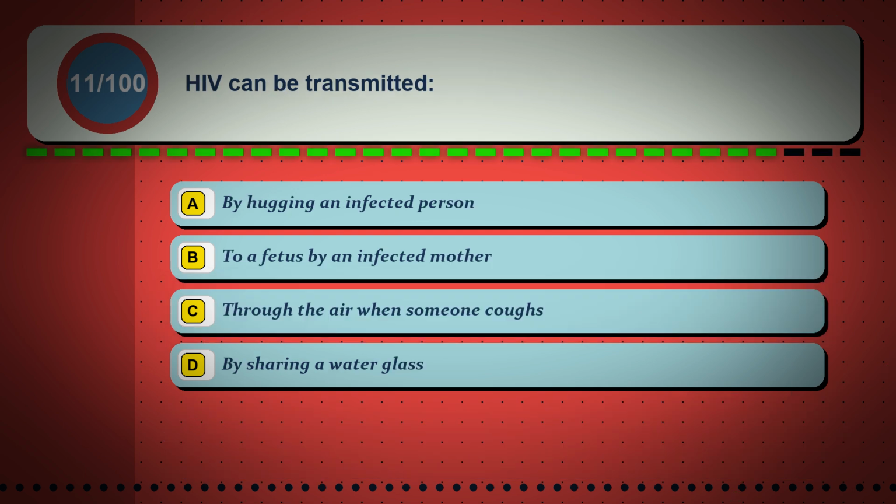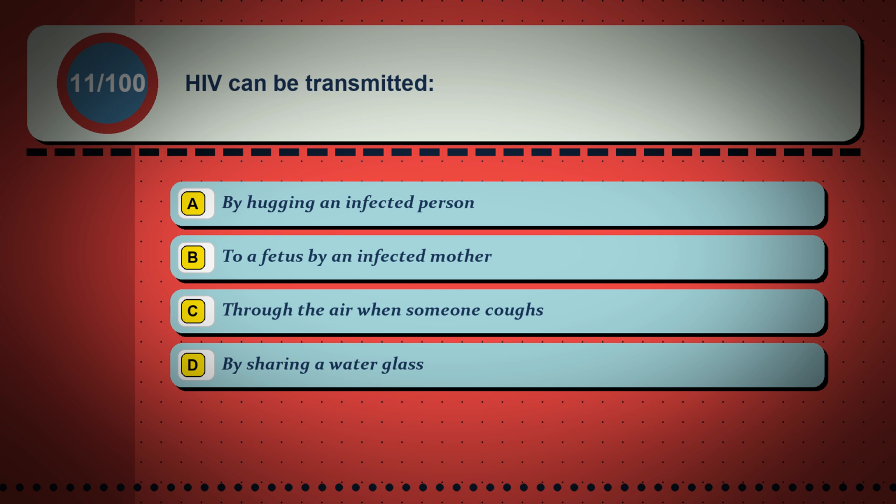Question 11. HIV can be transmitted: Option A. By hugging an infected person. Option B. To a fetus by an infected mother. Option C. Through the air when someone coughs. Option D. By sharing a water glass.